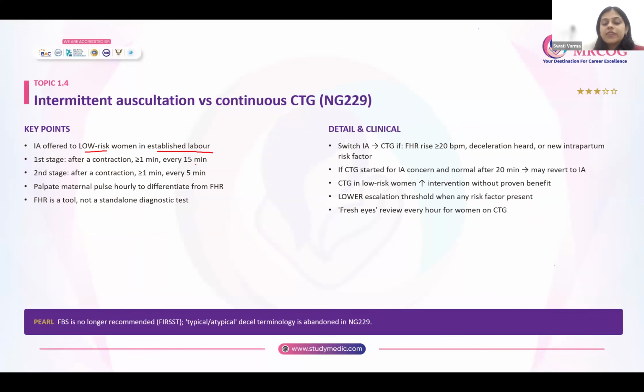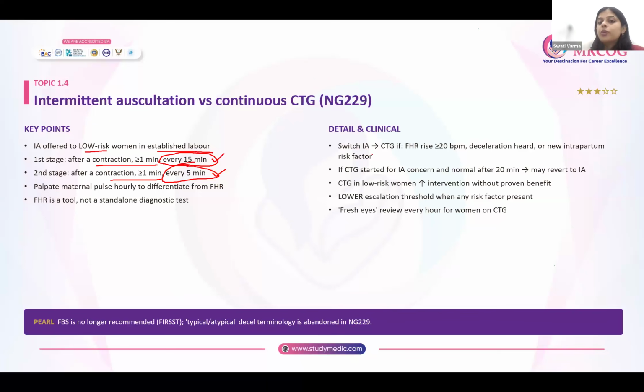In the first stage, it is very essential to know how frequently we have to auscultate. After any palpated contraction for up to 1 minute and at least every 15 minutes in the first stage, whereas in the second stage, after a palpated contraction for up to 1 minute, at least every 5 minutes. So this is essential, every 15 minutes and every 5 minutes. Palpate maternal pulse hourly so as to differentiate between maternal pulse and fetal heart rate. So fetal heart rate is a tool, not a standalone diagnostic test.